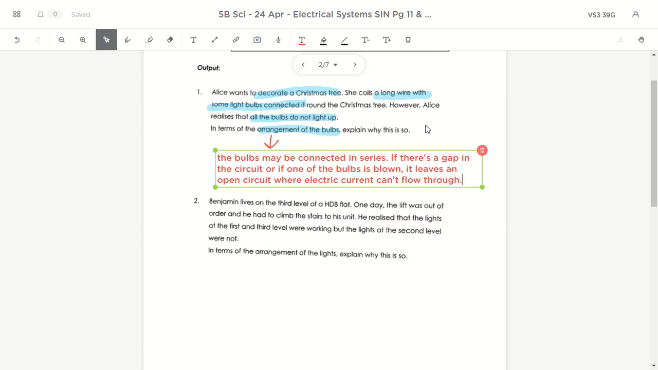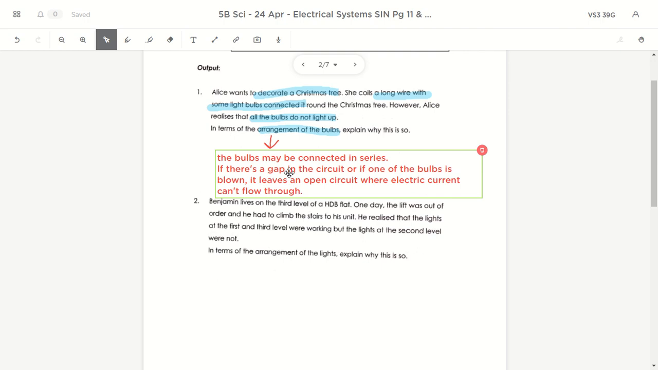Right. Okay, so let's look at the answer again. Maybe this will be easier for you to copy. The bulbs may be connected in series because there's a long coil of wire with a lot of bulbs connected to it. When the bulbs are connected in series, if there's a gap in the circuit, for example, the wire is broken, spoiled, disconnected, or if one of the bulbs is blown, it leaves an open circuit. And what we know about open circuit is that the electric current cannot flow through, so the bulbs do not light up. So that's the problem with series circuit.